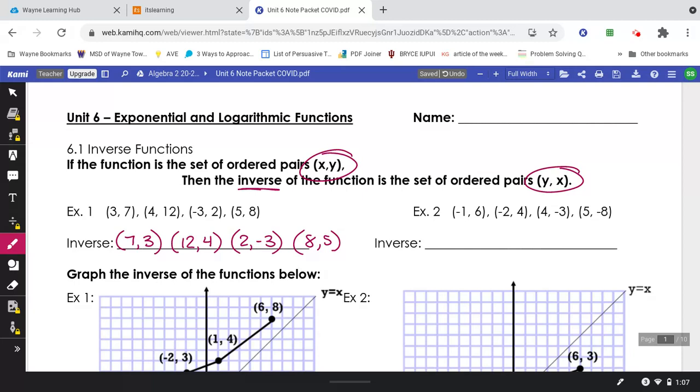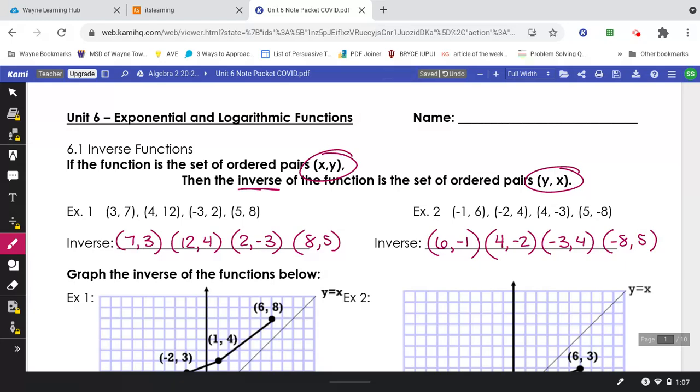Same thing with example number 2. Negative 1, 6. Switch their locations. Becomes 6, negative 1. Negative 2, 4 becomes 4, negative 2. The third point, 4, negative 3, becomes negative 3, 4. And the last point, 5, negative 8, becomes negative 8, 5.